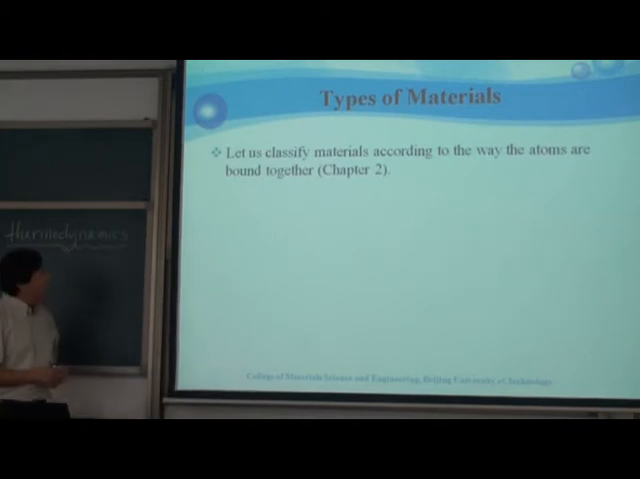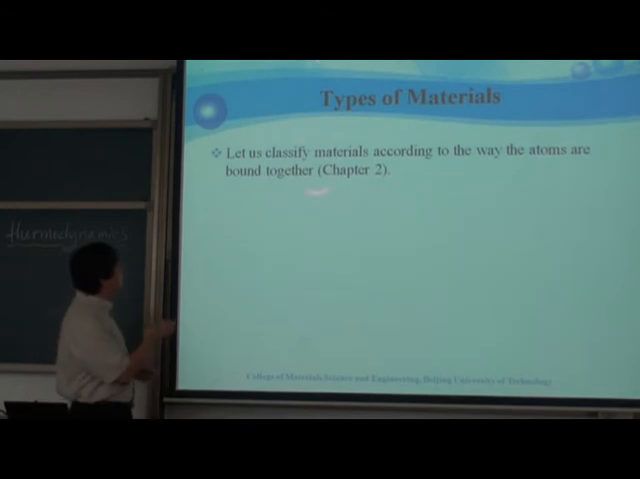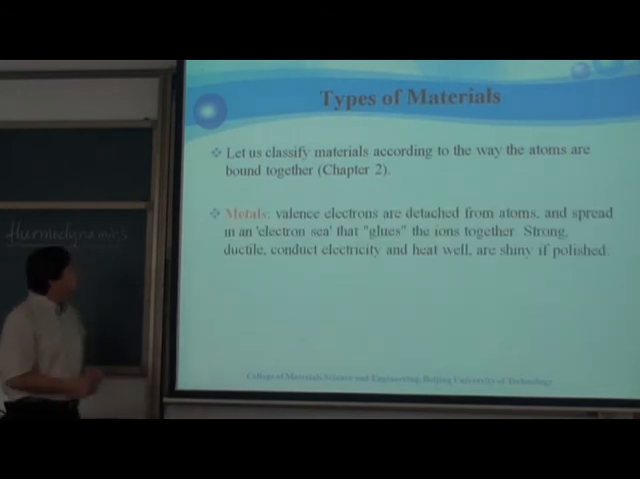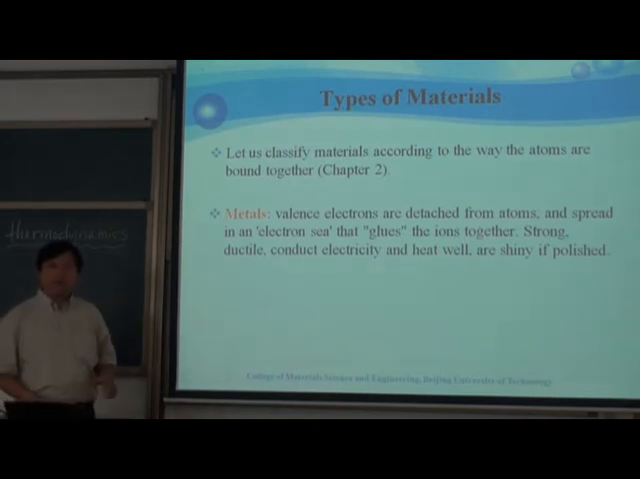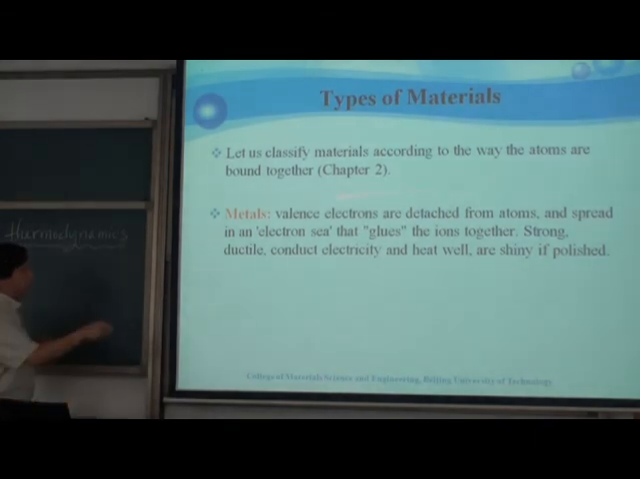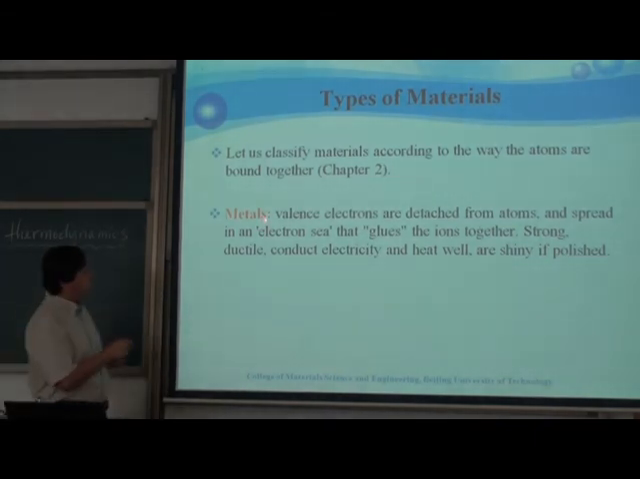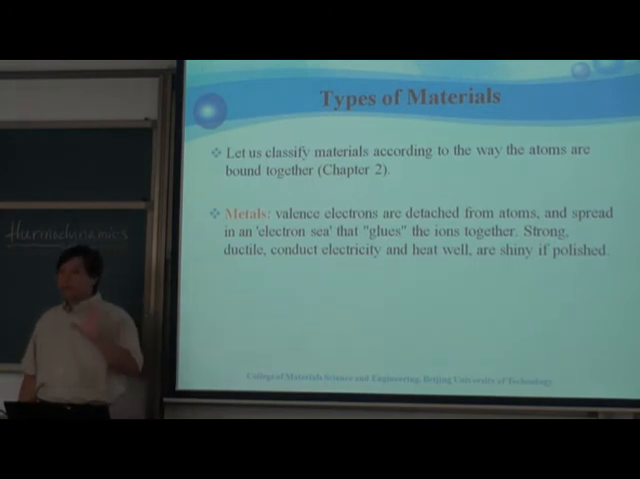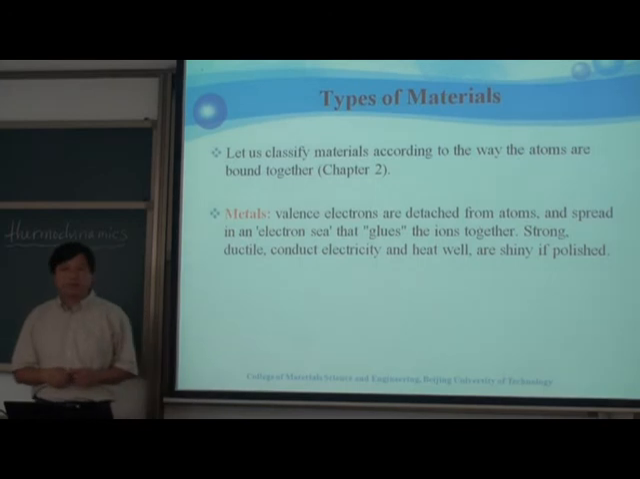Right now let's classify materials according to the way atoms are bound together. So we divide materials into different categories. Probably you guys already know, so I'm going to go through this very quickly. We divide materials into 5 or 6 categories, depending on how you want to include the advanced materials here today.